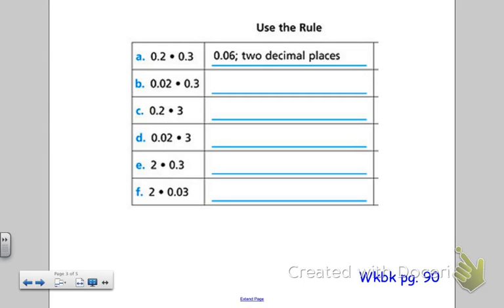A is already complete. You have 2/10 times 3/10, which gives you 6/100. 2 times 3 is 6, but notice that we have 1 decimal place here, we have 1 decimal place there. That's a total of 2 decimal places in our factors. So my answer, 1, 2 scoops to the left, is going to be 6/100. All right, letter B, we have 2 decimal places in the first factor, 1 decimal place in the second factor. That's a total of 3 decimal places.